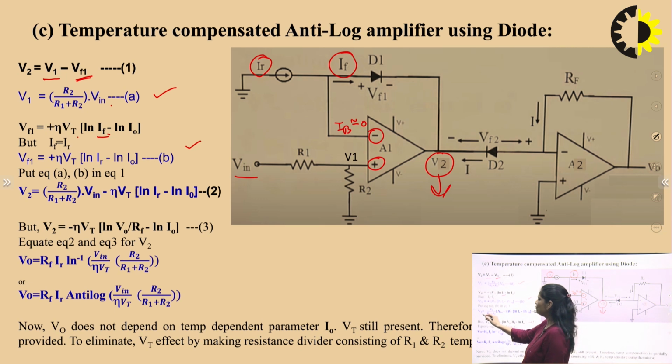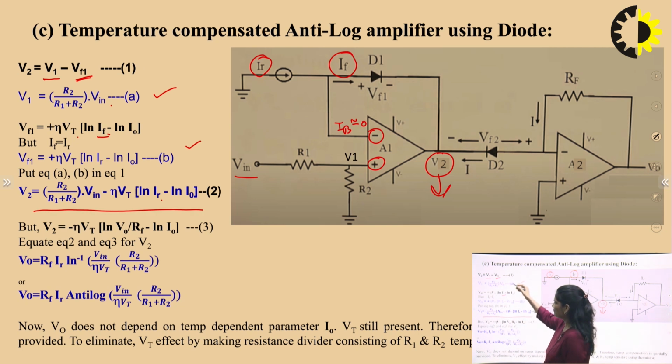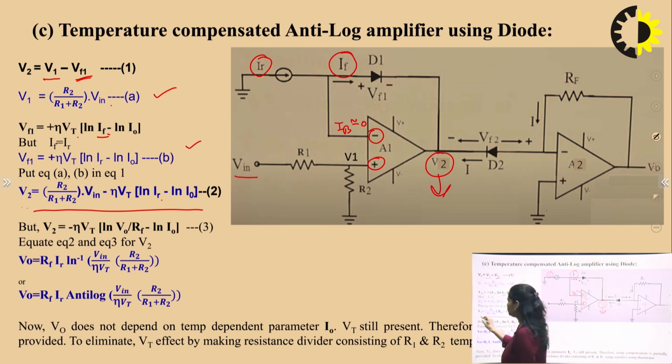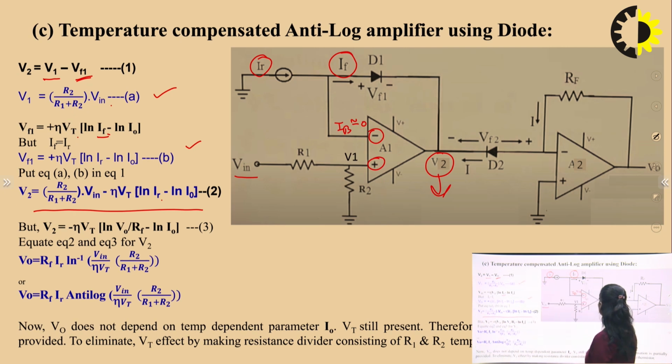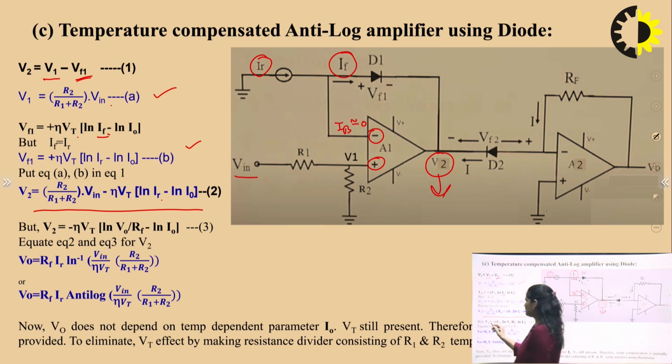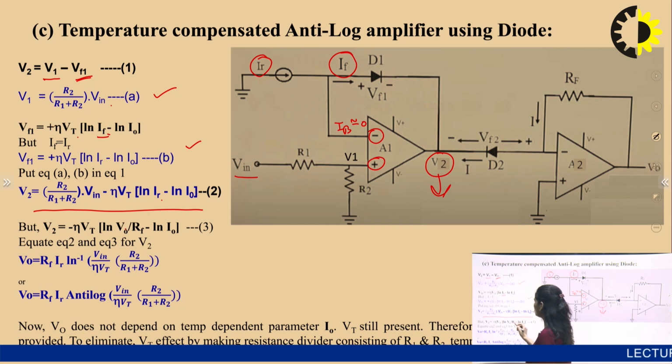So when we put these two equations in equation 1, V2 is equal to R2 upon R1 plus R2 into V in minus eta Vt ln IR minus ln I0. This is the equation when we put A and B in equation 1. Now V2, from this other equation, is equal to minus VF2, and V2 is equal to minus eta Vt ln V0 upon Rf minus ln I0. Now equate these equations 2 and 3 for V2, so we can find out the output voltage.